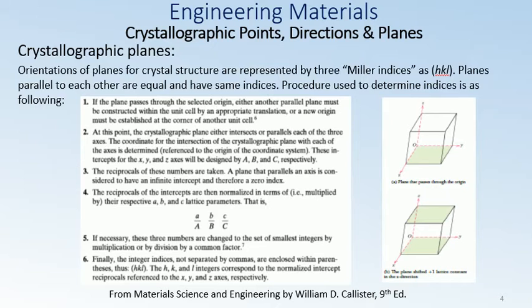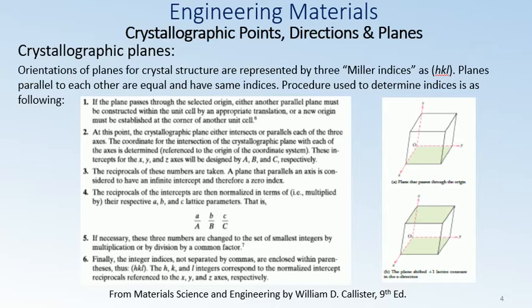Deriving indices for planes, however, you need to keep in mind that no plane can pass through the chosen origin. For point coordinates and direction coordinates, you actually started from the origin. The origin 0, 0, 0 is your reference point, but here you have to keep in mind that to derive indices for planes you have to make sure that no plane passes through the origin. If a plane passes through the origin, what will you do?